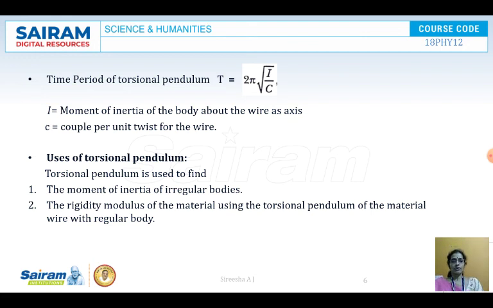So, these are the few applications of the torsional pendulum, and torsion of a cylinder. It is the turning oscillations, not the normal oscillations. This is called a torsional pendulum, and the oscillations given by a torsional pendulum are torsional oscillations.